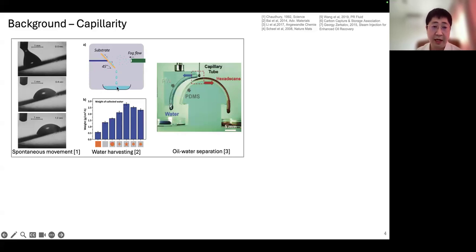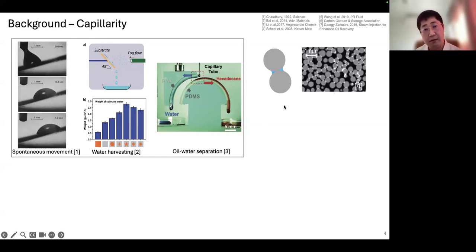This spontaneous movement can be utilized in applications, for example fog harvesting, where a liquid condenses on a surface, coalesces into droplets and rolls off. It's also possible to spontaneously separate mixtures of immiscible fluids, such as water-oil mixtures. We have a mixture, and then spontaneously the water will move towards the left and the oil will move towards the right, because there's a preference in terms of the wetting of the solid.